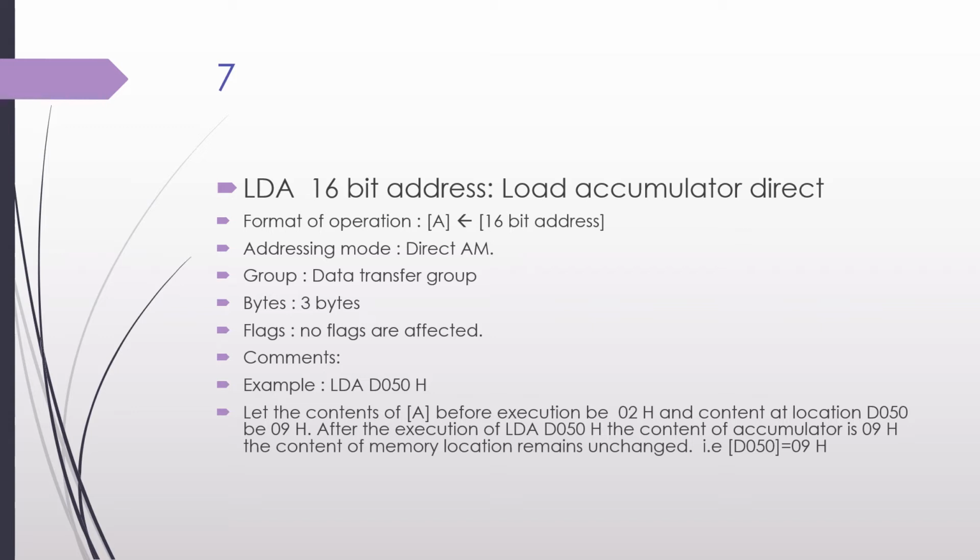So you have to consider that some data is there at D050. We are considering even the contents of accumulator to say that the content of accumulator is replaced by the content in the mentioned address. That's why we have considered here that A is having 02H and the content of memory location D050 is 09H. So after the execution of LDA D050, whatever is there in D050 is copied to accumulator. What is there in D050? 09H. Before the execution, accumulator has 02. After the execution, the accumulator contents are 09, and the contents of the address remain unchanged. There is no change in the contents of the memory location.